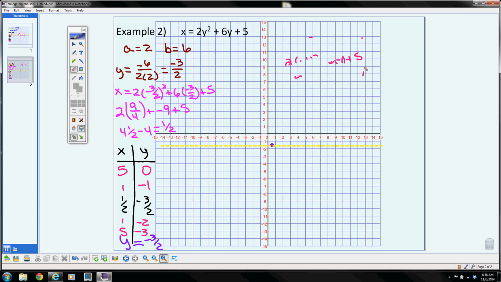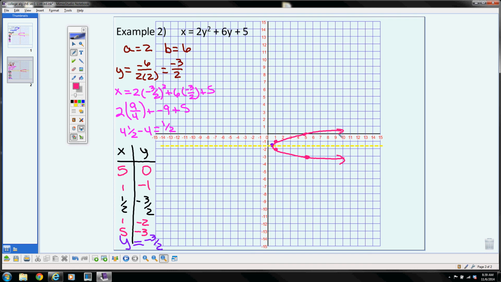Let's erase this and put our points on the graph and draw our parabola. We have a 2 in front of the y squared, a positive 2, so it should go right, and it should be kind of skinny. So let's see. When x is 1, y is negative 1, and when x is 1, y is negative 2. When x is 5, y is 0, and when x is 5, y is negative 3. So this one does go right. And I did make it kind of skinny.